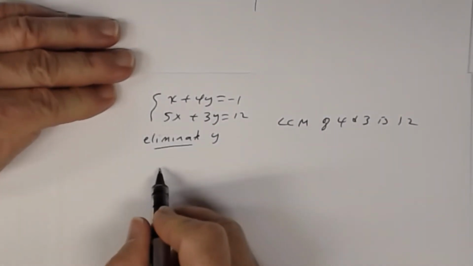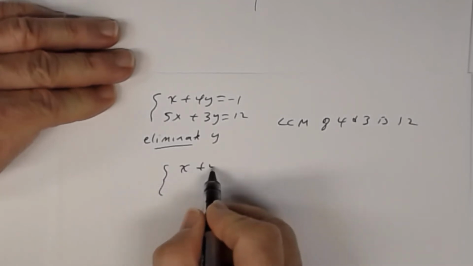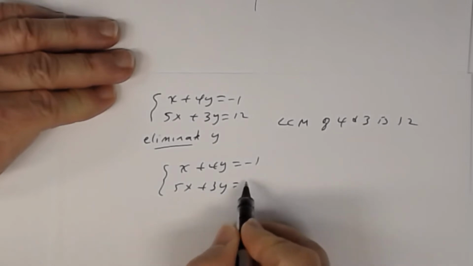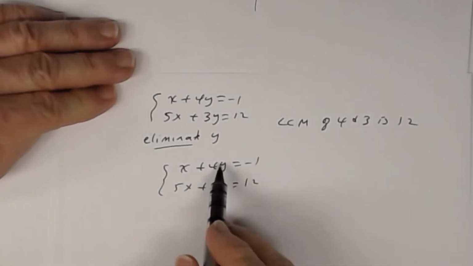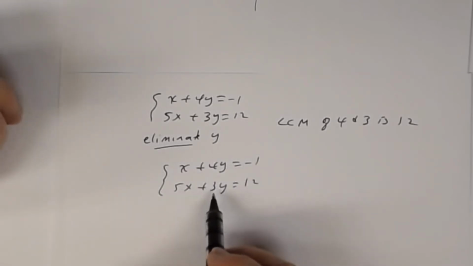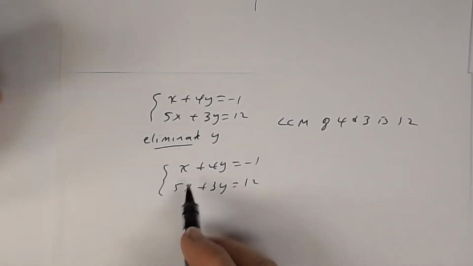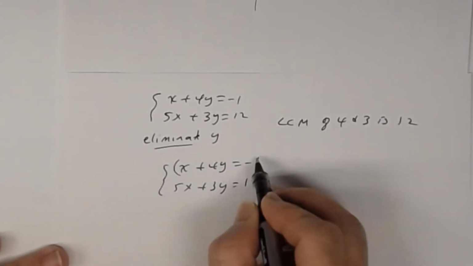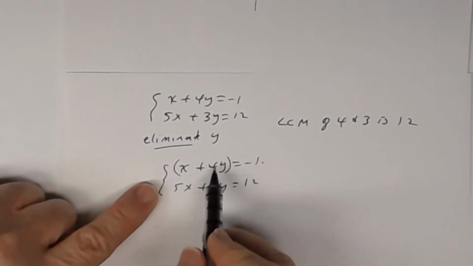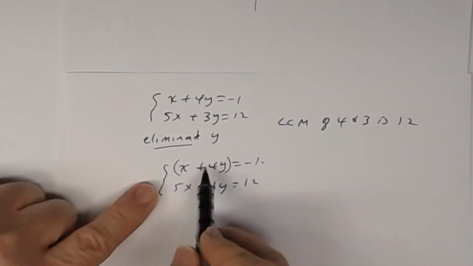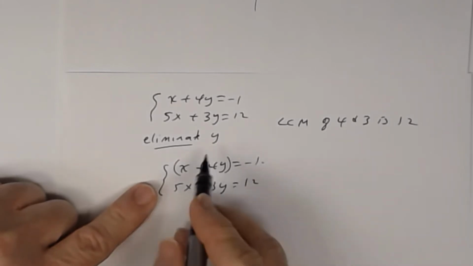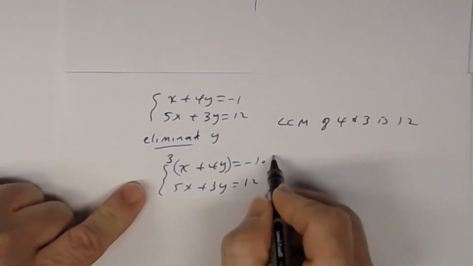So I'm going to go ahead and rewrite this over. x plus 4y equals negative 1. 5x plus 3y equals 12. It does not matter, by the way, whether you make this negative or this negative. You decide. So think about this now. I need this to be 12 and this to be 12. So what do I need to multiply 4 by to get 12? That's the question. Well, 4 times 3, right? So I'm going to multiply this by 3 and this side by 3.